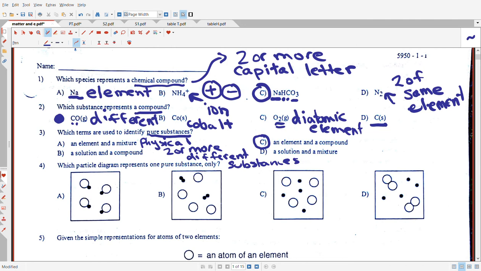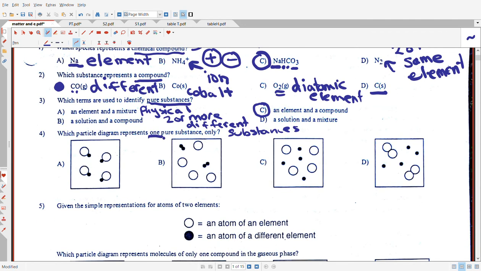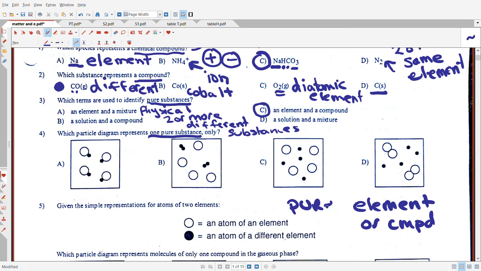Now these dot diagrams, we want one pure substance only. So I said by pure, you have to pick an element or a compound. That's what you want for pure. Now, if we look here, you have one black dot and one white dot, and they're all the same. They're stuck together, so that's an example of a compound, and that would be the answer.